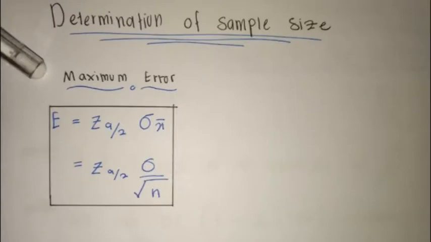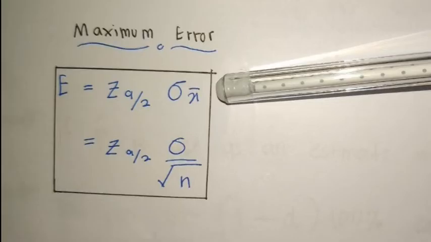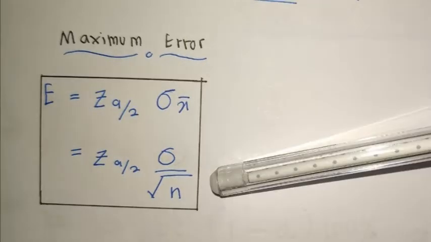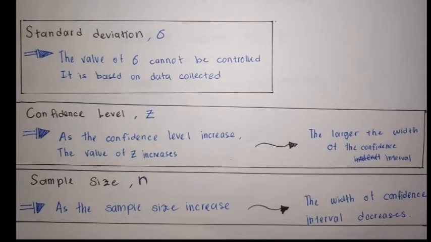Determination of sample size. First, we need to know the maximum error, whose symbol is E. The equation is Z alpha half multiplied by the standard deviation of the sample mean, or we can use Z alpha half multiplied by standard deviation divided by the root of sample size. There are three things that we need to know: standard deviation, confidence level, and sample size.